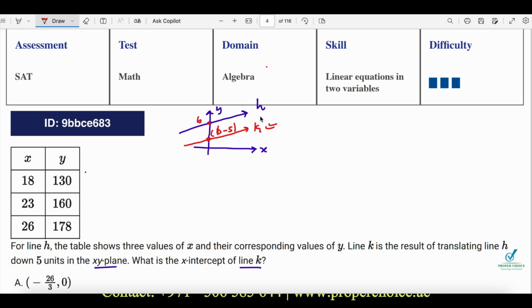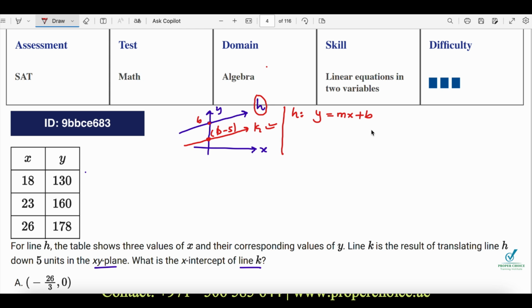So before that we should find a clear equation of what line H represents. After all, we are talking about a line. What is the equation of a line? y equals mx plus b. I am finding the equation of line H. As they clearly say, these are the x and y values.